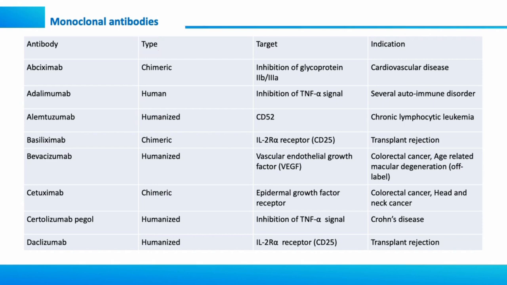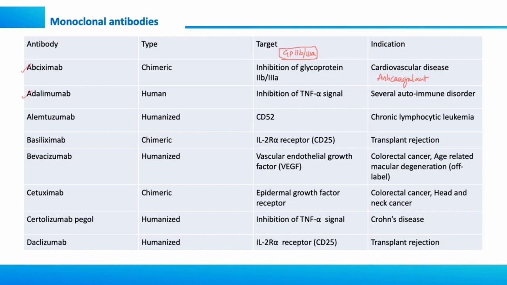So we'll follow the alphabetic order. We'll start with abciximab. Abciximab is a chimeric and mainly it inhibits GP2B3A. And you know what? This is important for platelet adhesion, aggregation and activation. So if you inhibit this, you can use it as an anticoagulant, right? So the monoclonal antibody kind of anticoagulant is abciximab.